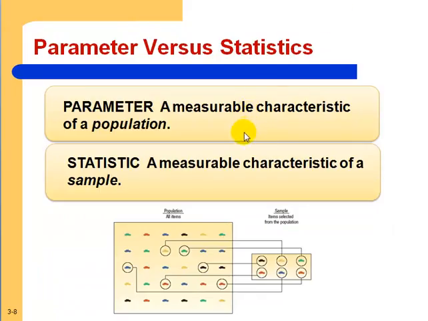Here we have to know about two terms. One is a parameter, one is a statistic. What's a parameter? A parameter is any measurable characteristic of a population. For example, the population mean we just introduced is a parameter of a population. A statistic is a measurable characteristic of a sample. So if we find the mean of a sample, that mean is a statistic.